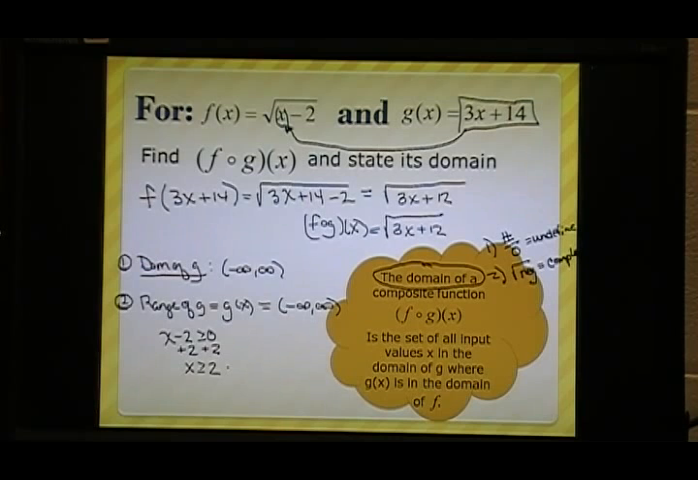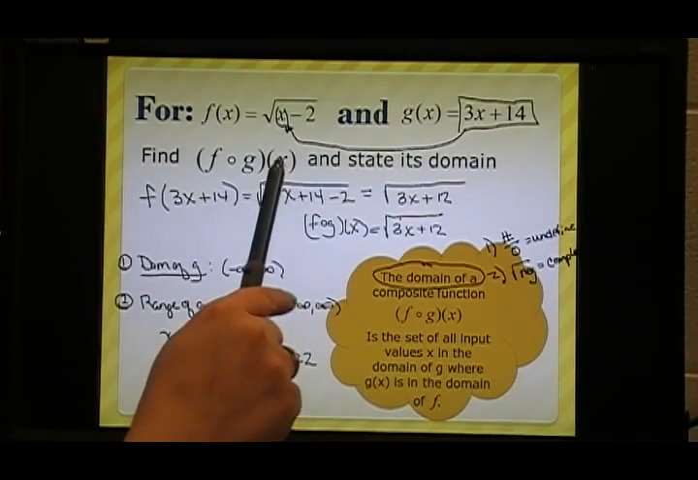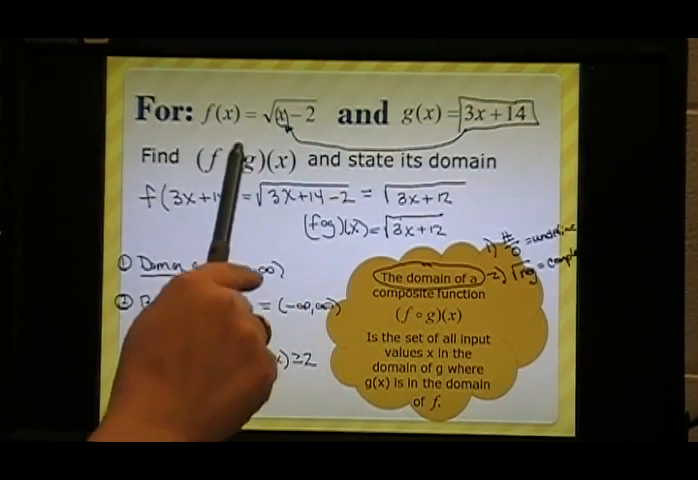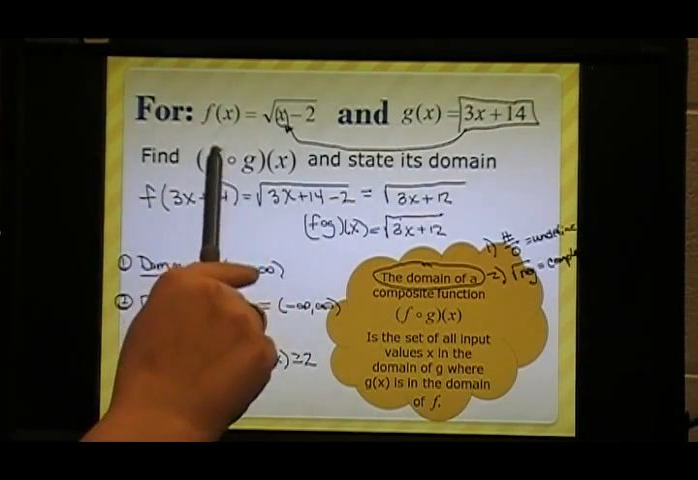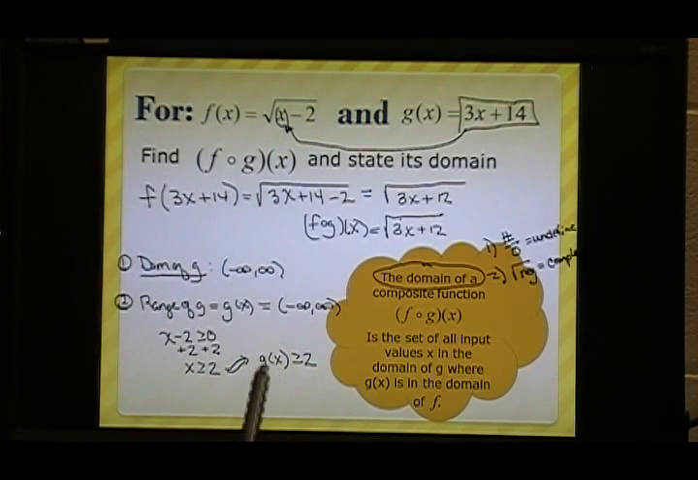Okay? So in terms of this, that means that g of x has to be greater than or equal to 2. Because I'm going to be putting x into g, and then I'm taking g of x into f. So the stuff that I put into f, my g of x, has to be numbers that are greater than or equal to 2. So my g of x, my 3x plus 14, has to be greater than or equal to 2.